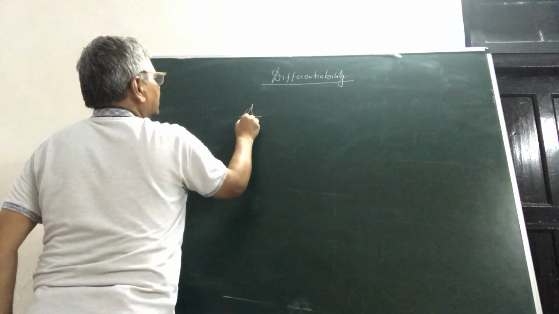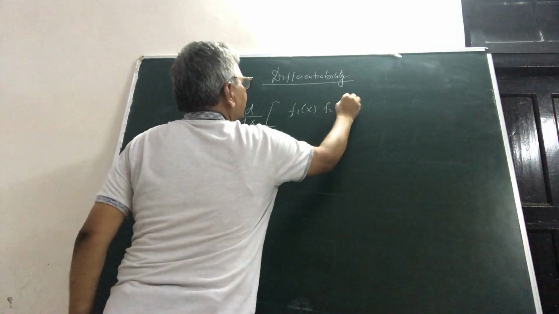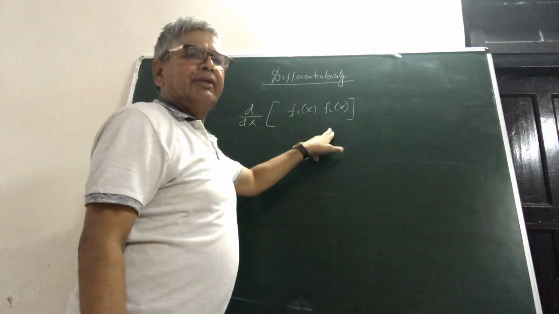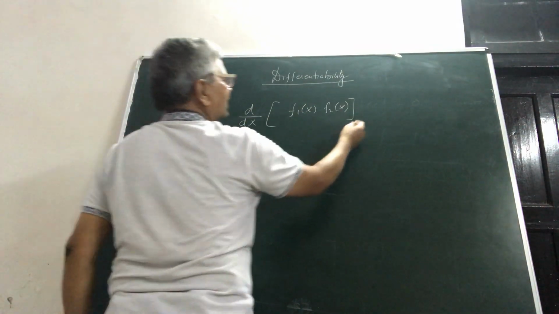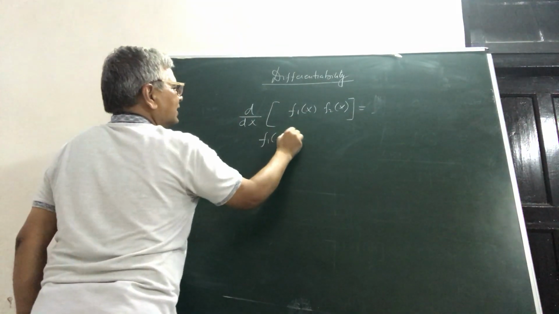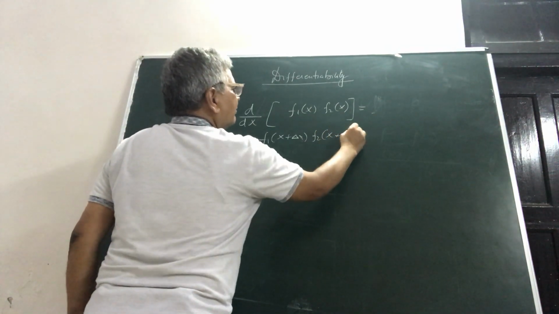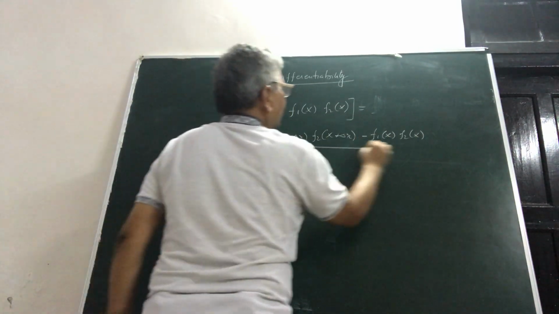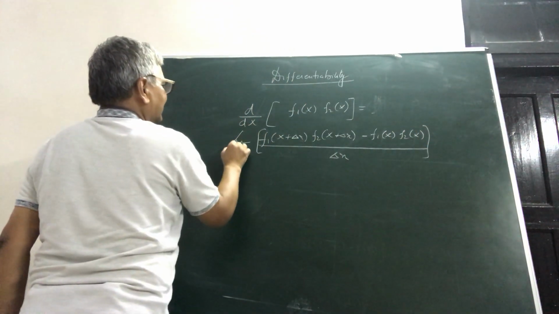d by dx of the product rule which you have followed, f1(x) into f2(x). You have to determine its derivative, and you know how it comes. You say first function into derivative of second plus second function into derivative of first. Easy to see: d by dx of this thing is nothing but, let me write here, limit as delta x tending to 0 of [f1(x plus delta x) f2(x plus delta x) minus f1(x) f2(x)] upon delta x.